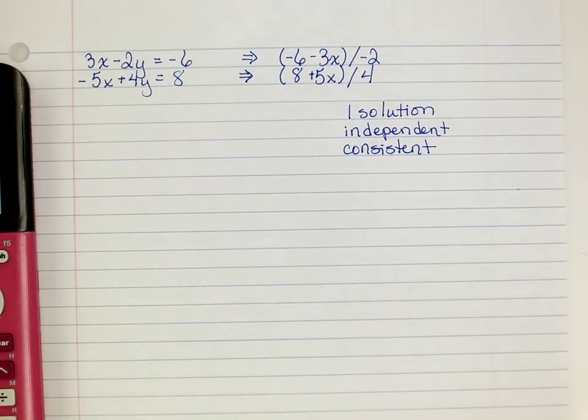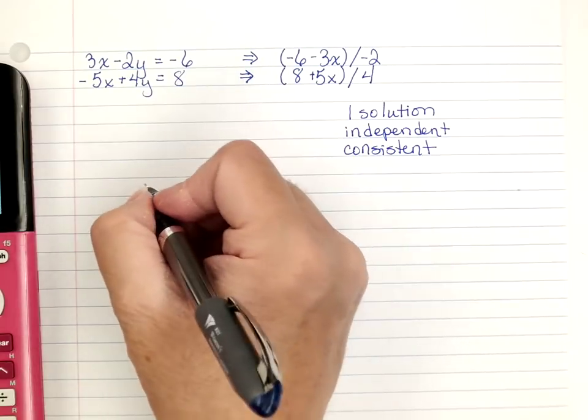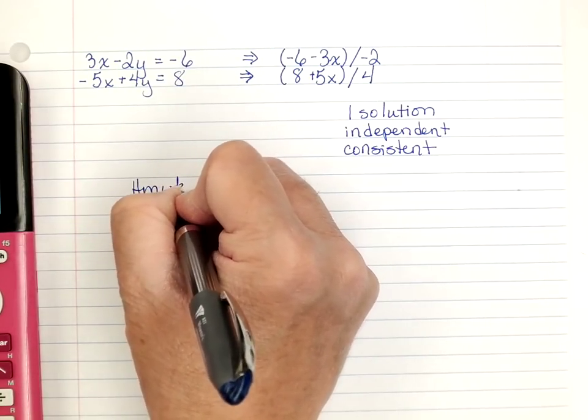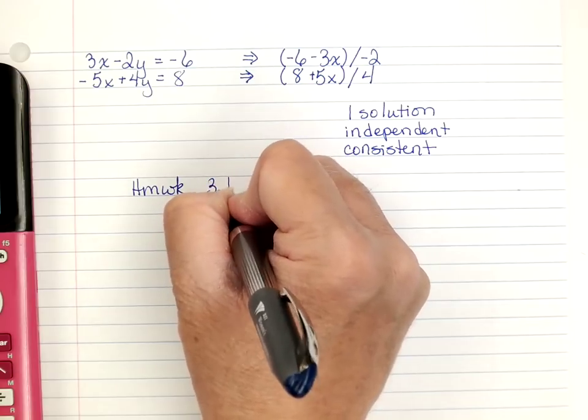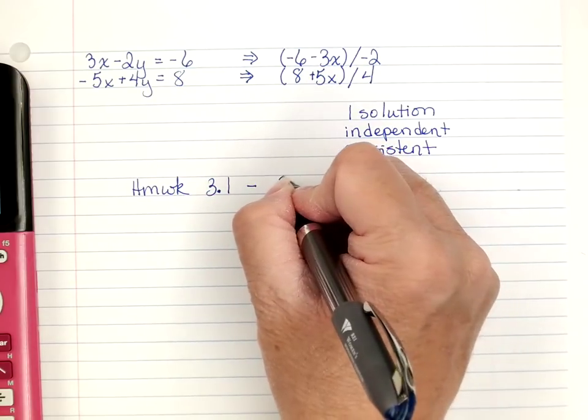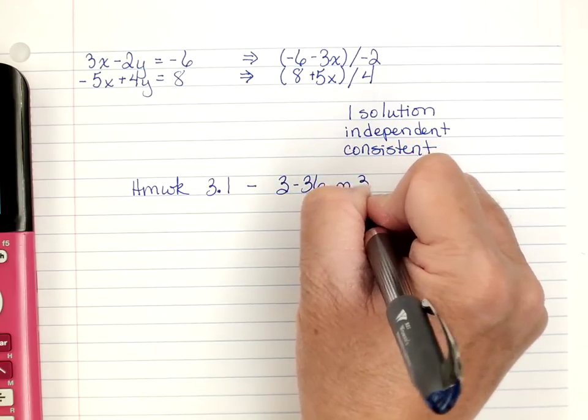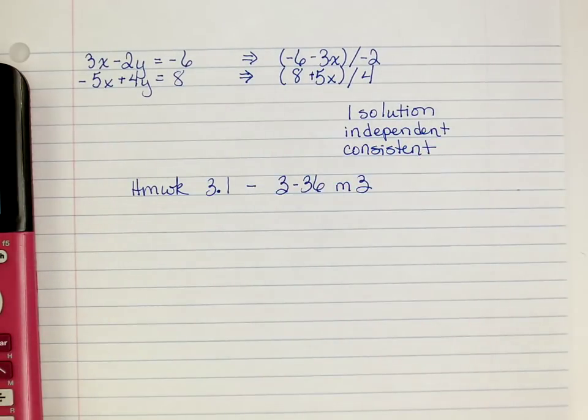Now, I'm sure by now you're wondering what the homework is. So your homework, which, yes, is due Wednesday. So the homework for 3.1 is going to be 3 through 36 multiples of 3. That's 3 through 36 multiples of 3. If you have any questions, send me an email.